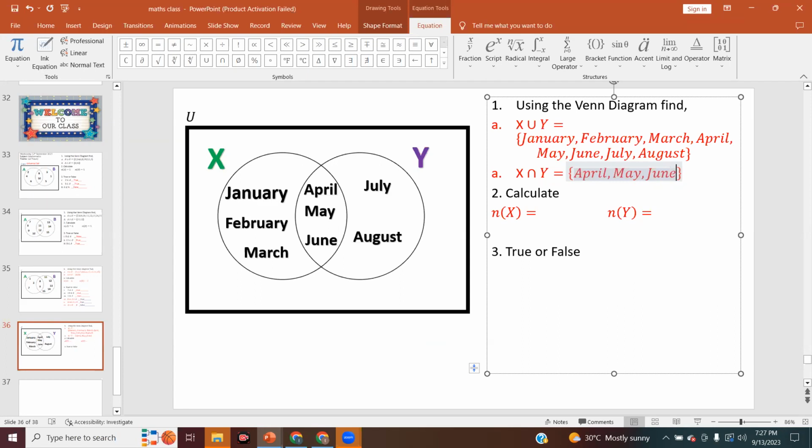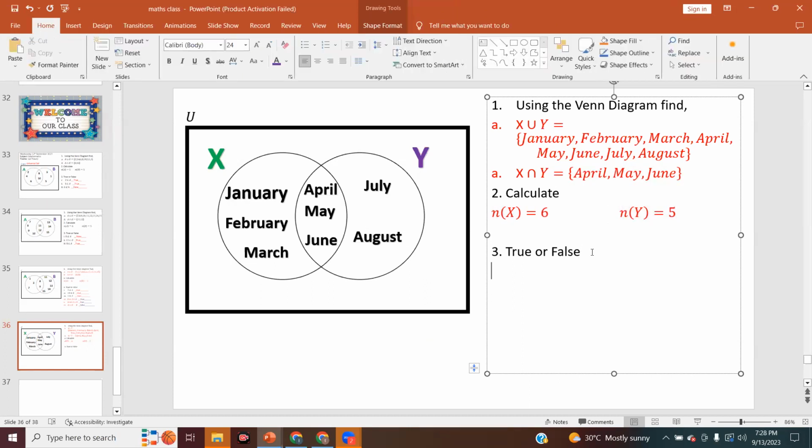Next up, let's look at number 2. What is the number of elements in X? 6. Very good. The number of elements in X is 6: 1, 2, 3, 4, 5, 6. And what is the number of elements in Y? 5. Good. Please write this down in your book.